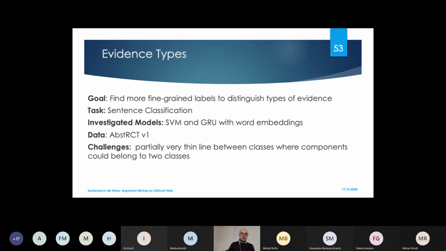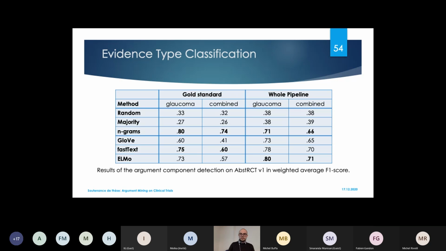And this was formulated again as a sentence classification problem, similar to the first experiments on the argument component detection. Here again, the SVM was used with lexical features, and also later compared against GRUs for sentence classification with various word embeddings. And the experiments were done, of course, on the first version of the data set.